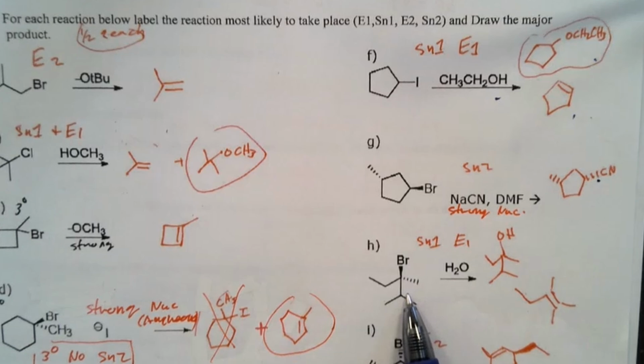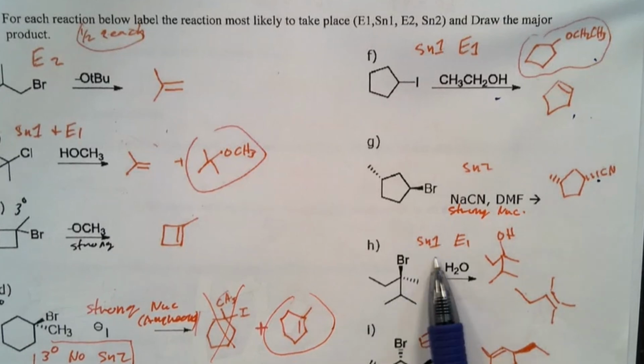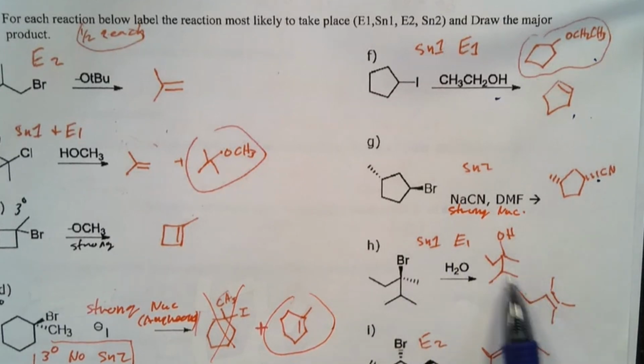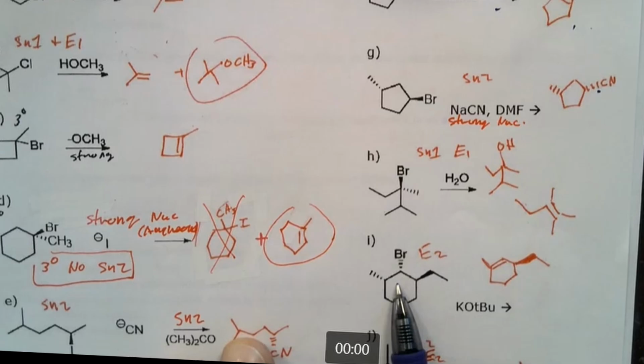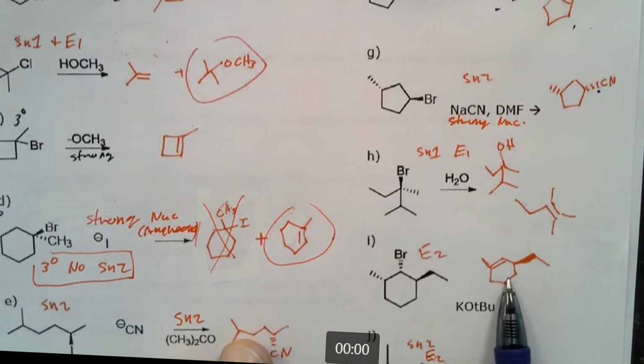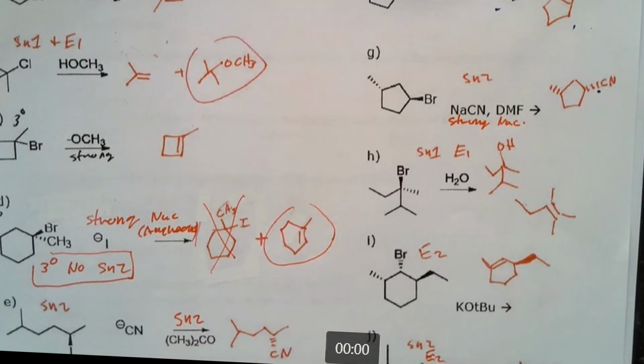So here's the crazy looking thing, water. It's got to be unimolecular. I gave you credit for either, didn't matter which one. Secondary alkyl halide, bulky base is predominantly what happens. You're not going to see much substitution. This is bulky. Strong nucleophile, strong base. Didn't matter which one. Thank you.